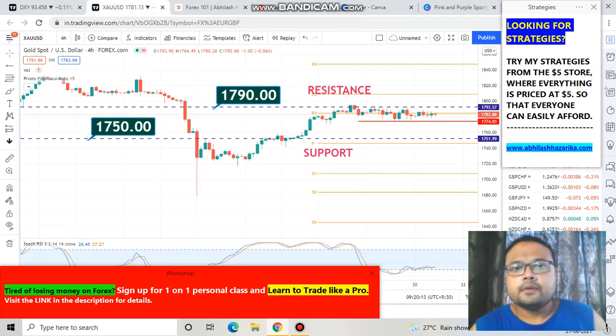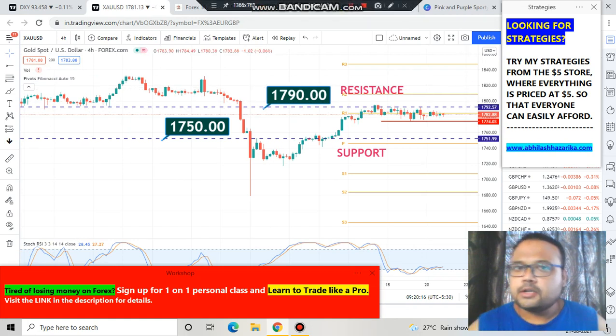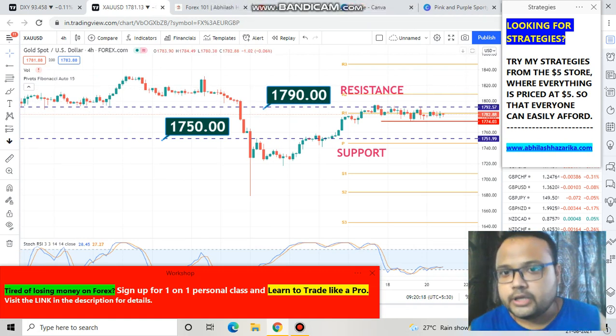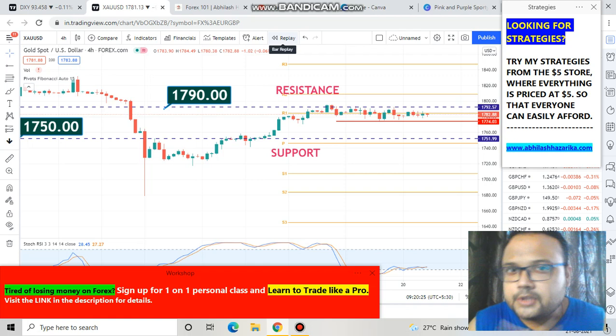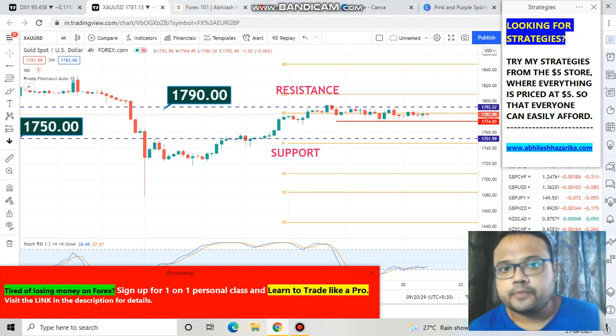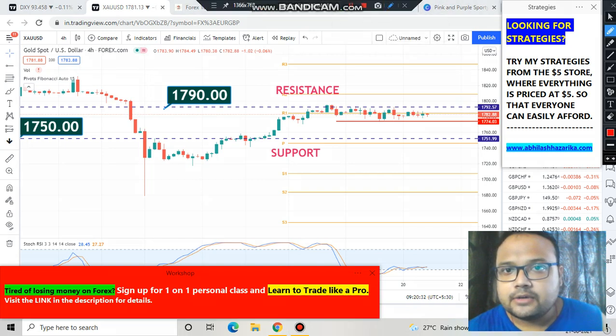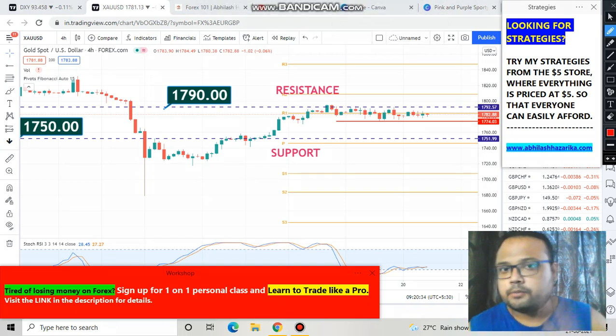So you have understood the support and resistance on gold USD. Now comes the important part. Support and resistance is simple, but now comes the important part, so listen to me carefully and try to understand my words here. 1790 is a resistance and 1750 is a support. But you can see that after reaching the 1790 level, gold did not go up, which means that sellers are sitting at this level, or the market is getting resistance.